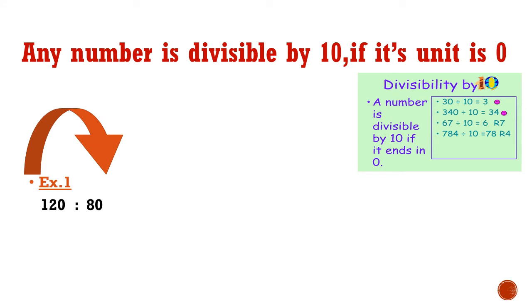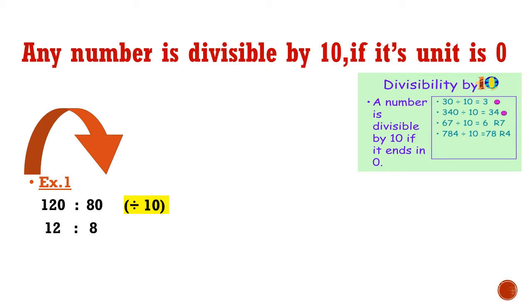Exercise 1. 120 to 80. Here we have the ratio between two whole numbers. We need to simplify this ratio. The first number, its unit is 0, and the second number, its unit is 0 also. Then we divided both of them by 10. We get the answer 12 to 8.